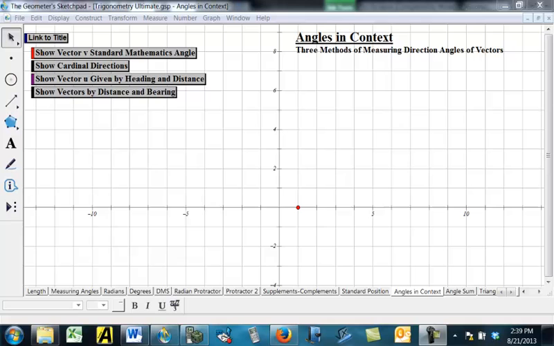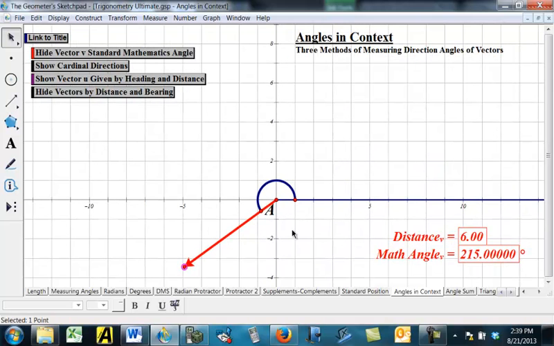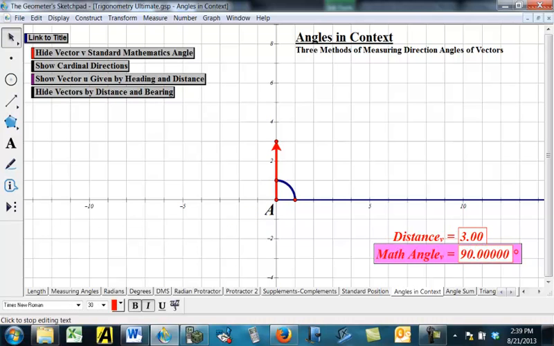So for example, if we want a way of measuring a standard angle in mathematics, we can give it by what's called a vector, giving a magnitude and a direction. So we can list a distance and an angle. If I change this distance, right now it's 6 units out, suppose we go out 3 units. And let's say for right now, let's go out 90 degrees. You can see on the scale that is 3 units, and that angle is 90 degrees.